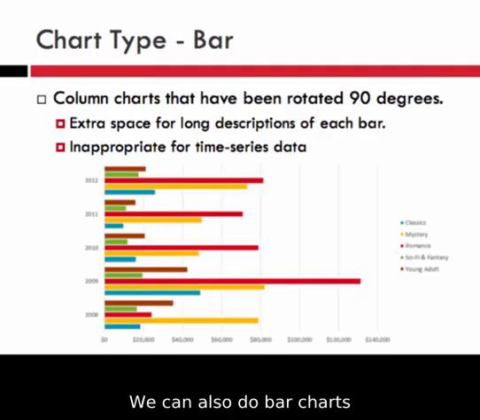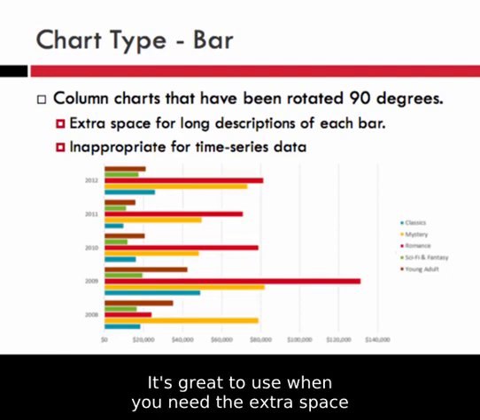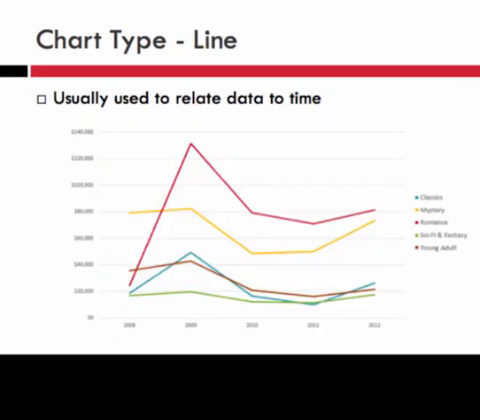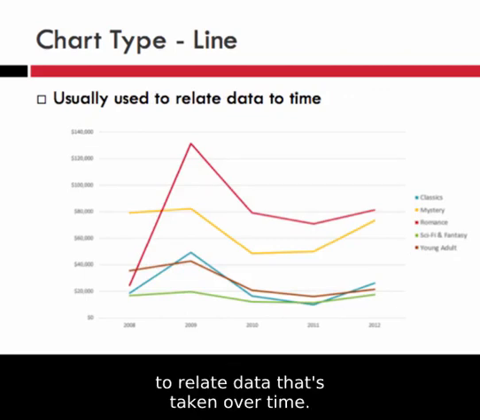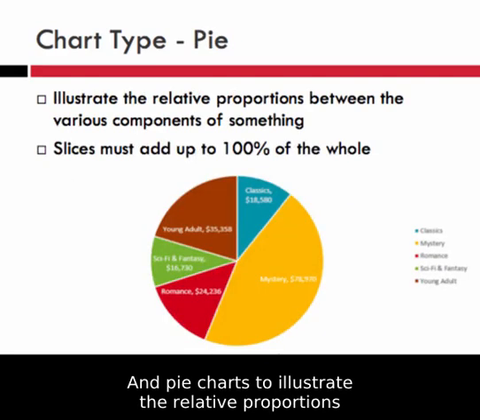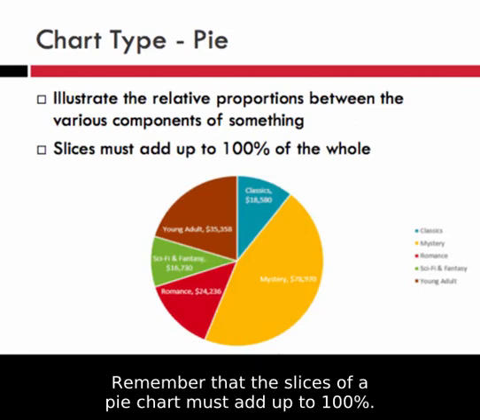We can also do bar charts where the column chart is rotated 90 degrees. It's great to use when you need the extra space for longer descriptions. We also have line charts that we can use to relate data that's taken over time, and pie charts to illustrate the relative proportions between the various components of something. Remember that the slices of a pie chart must add up to 100%.